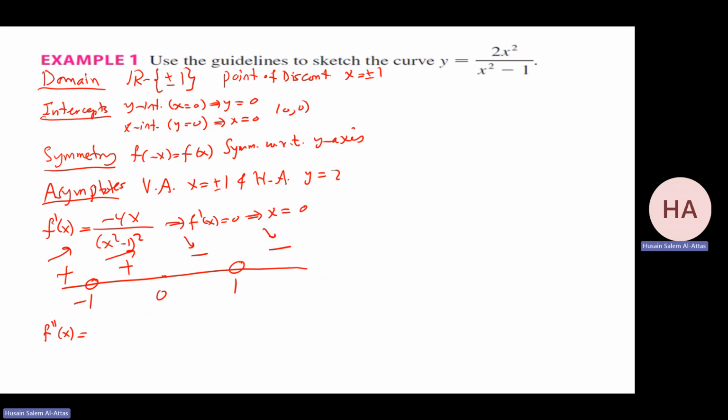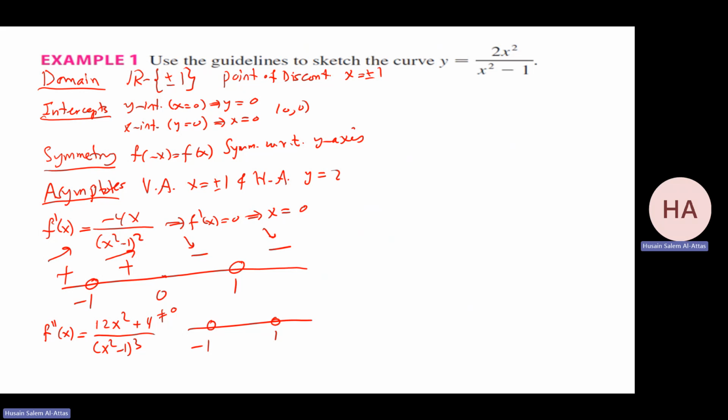If we do the calculation, f double prime will be this, 12x squared plus 4 over this. So my control is at minus 1 and 1. Since this cannot be equal to 0, impossible to be equal to 0, only the points of discontinuity matter. Take a value before minus 1. By the way, the numerator is always positive, so nothing to check.